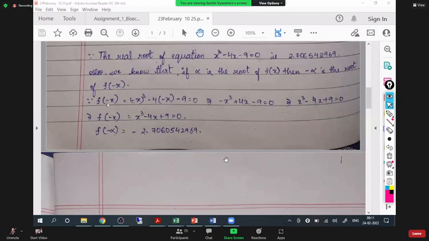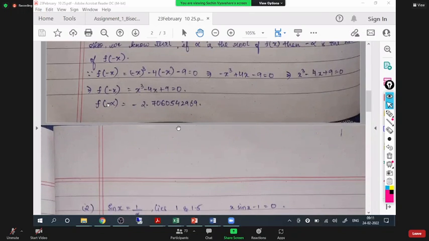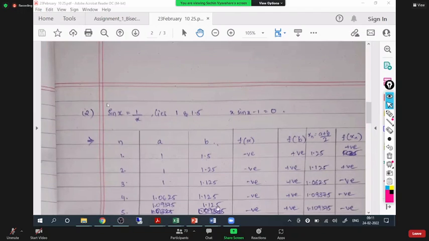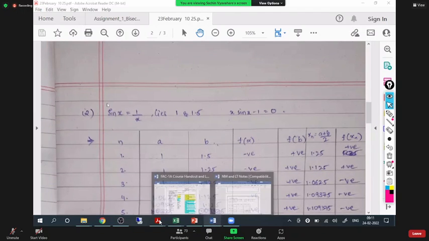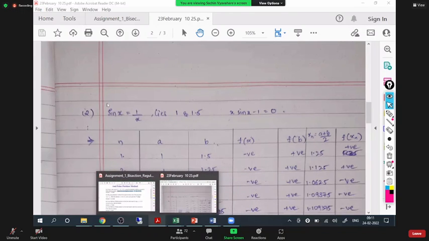No, sir. No doubt. Okay. So only the last line is not correct. Otherwise, everything is correct there. So question number 2 then. Question 2 is again a bisection method we have to use to get a root of sine x equal to 1 by x.